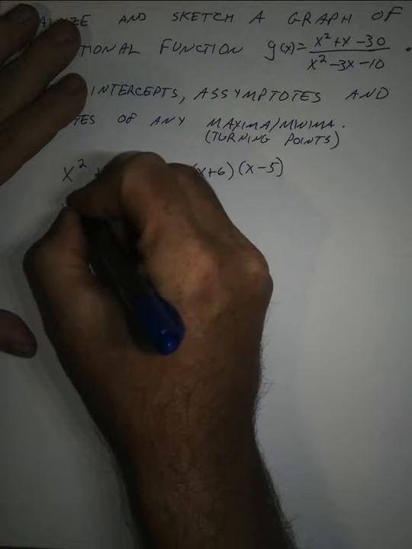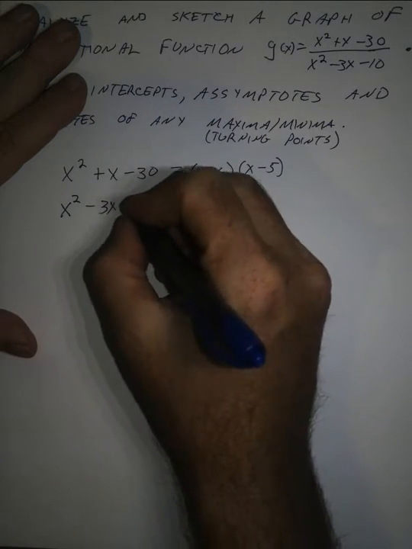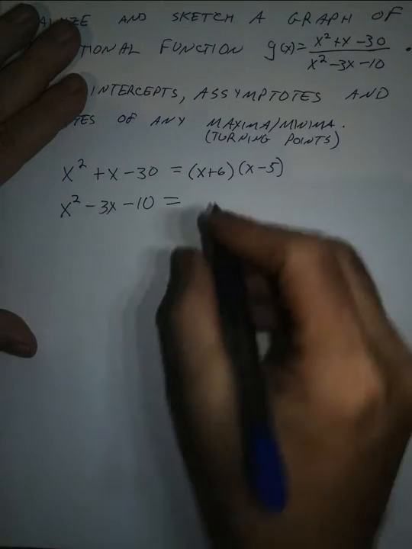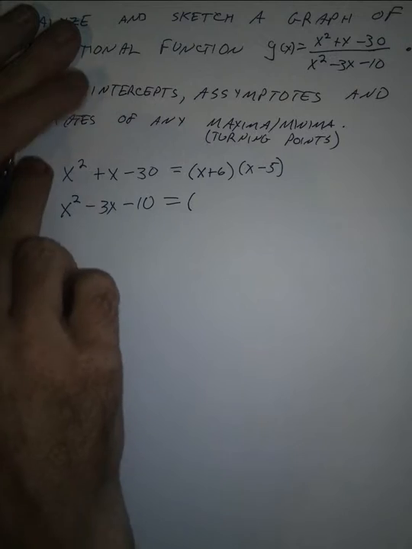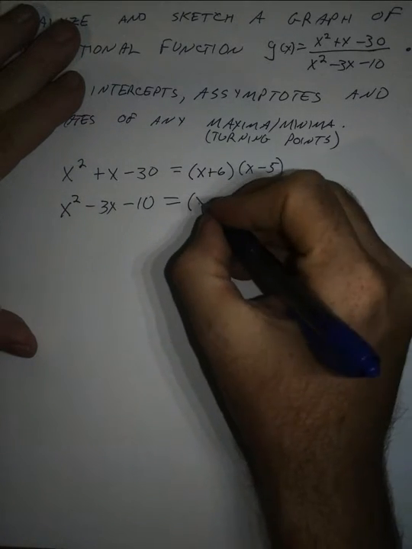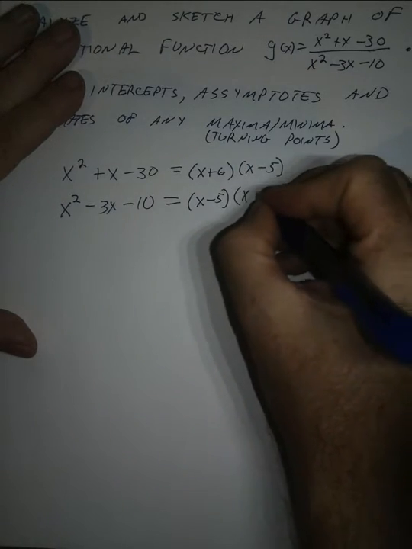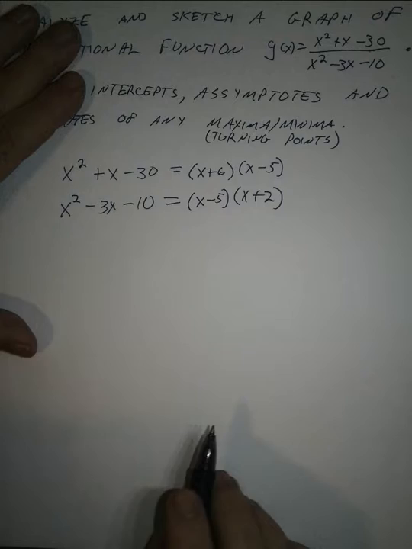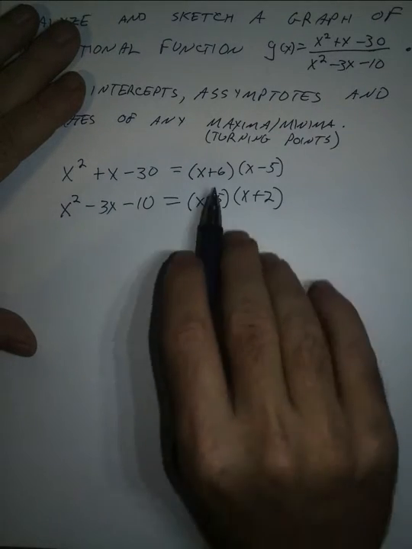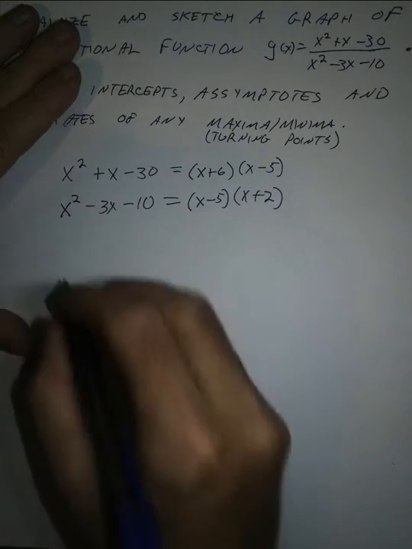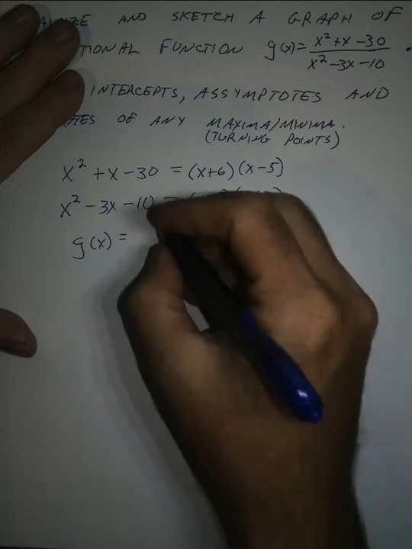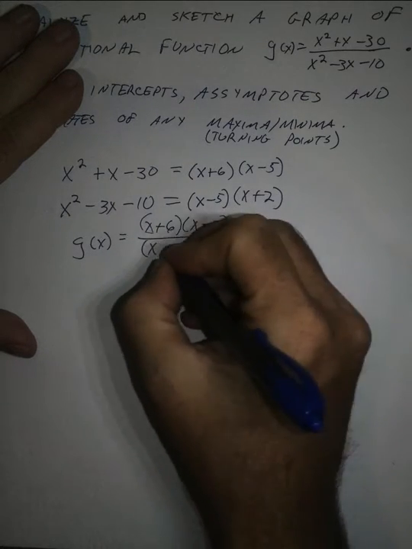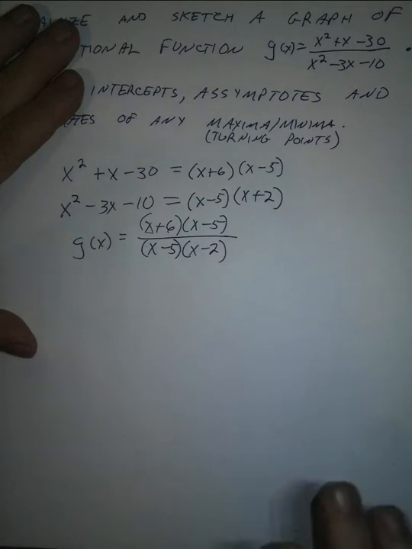All right. Likewise, we've got x squared minus 3x minus 10. I want factors of negative 10 that add up to negative 3, and that's going to be negative 5 and 2. Instead of doing factoring by grouping, I'm just going to go with the quick method because the coefficient on my x term is 1. This is x minus 5, x plus 2. I'm going to check it real quick: x squared minus 5x plus 2x is negative 3x, negative 10, yes. So I can rewrite my rational function as x plus 6, x minus 5, over x minus 5, x plus 2. So let me do that real quick: x plus 6, x minus 5, over x minus 5, x plus 2.